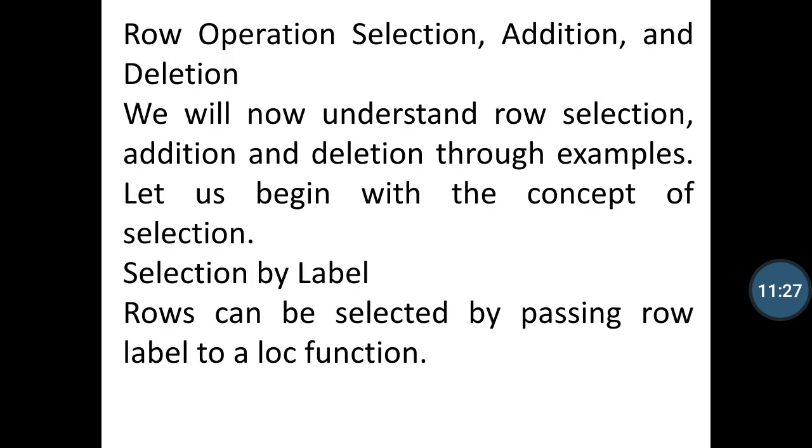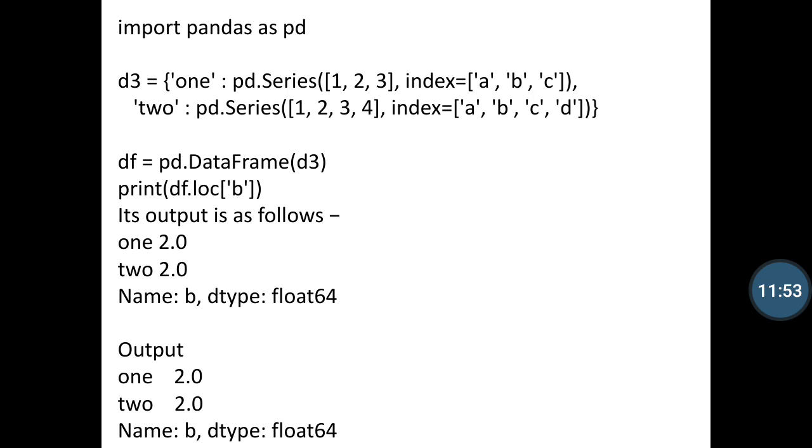The row operation. In the previous slide we covered the column operations, and now I am defining the row operations such as selection, addition and deletion. We will also understand the row selection, addition and deletion through examples. Let us begin with the concept of selection. Selection by label: a row is selected by passing the row label to the loc function.